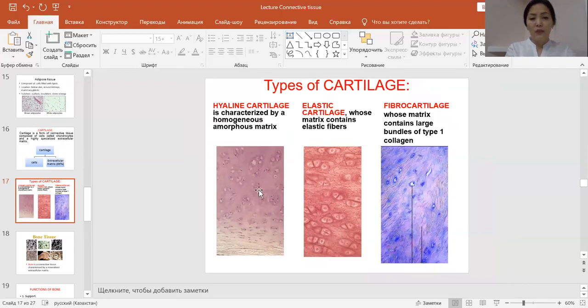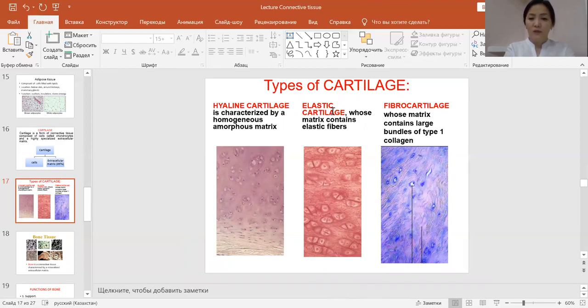The matrix of hyaline cartilage mainly consists of collagen fibers. The matrix of elastic cartilage mainly consists of elastic fibers. The matrix part of fibrous cartilage consists of bundles of first type collagen fibers. Morphologically, all elastic cartilage is covered by the perichondrium, in this picture not visible. Hyaline cartilage is also covered by the perichondrium, except articular cartilage, which cannot be covered by the perichondrium because it is absent.